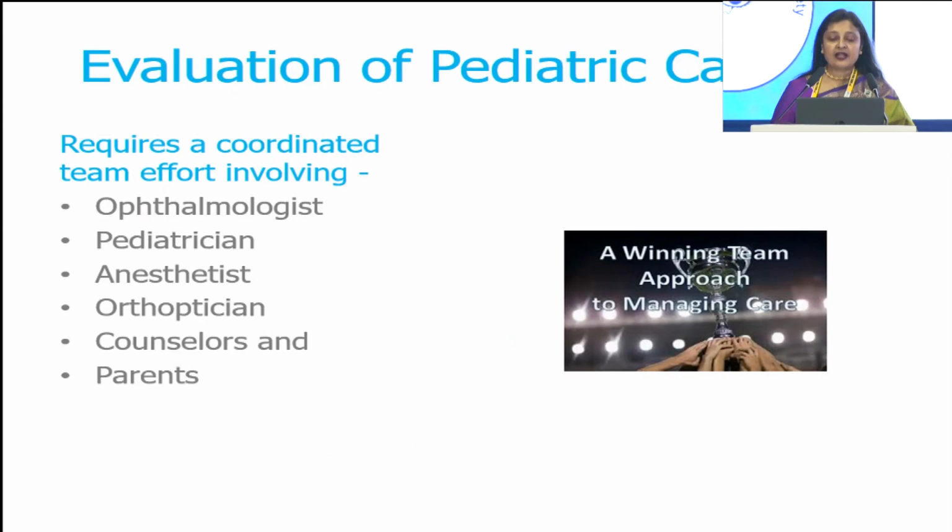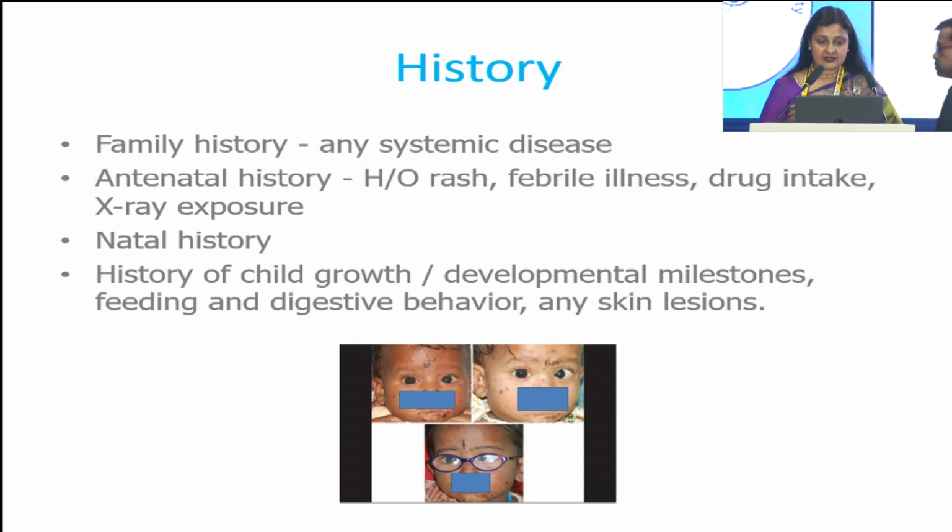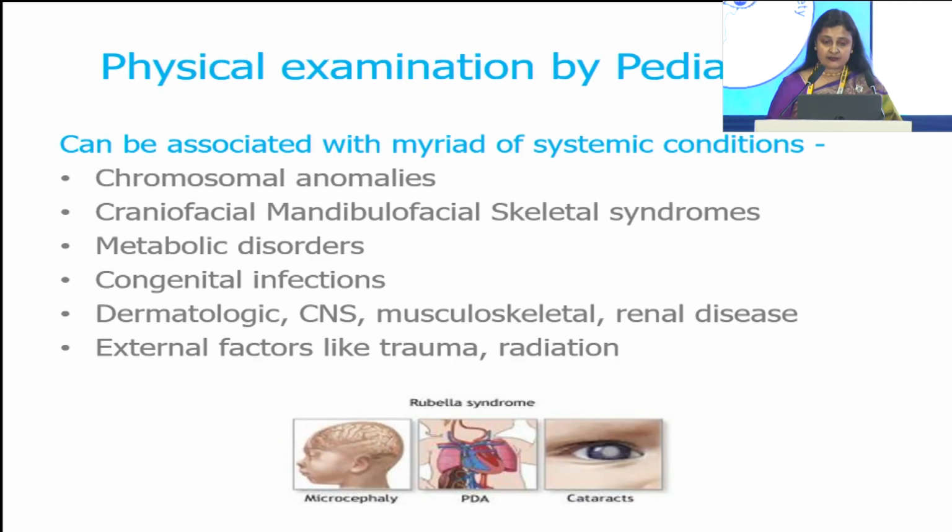Evaluation of pediatric cataract requires a coordinated team effort involving ophthalmologists, pediatricians, anesthetists, orthopticians, counselors, and parents. Family history of any systemic disease, antenatal history of rash, febrile illness, drug intake, and X-ray exposure is a must. You have to take the natal history and the history of child growth and development, feeding and digestive behavior.